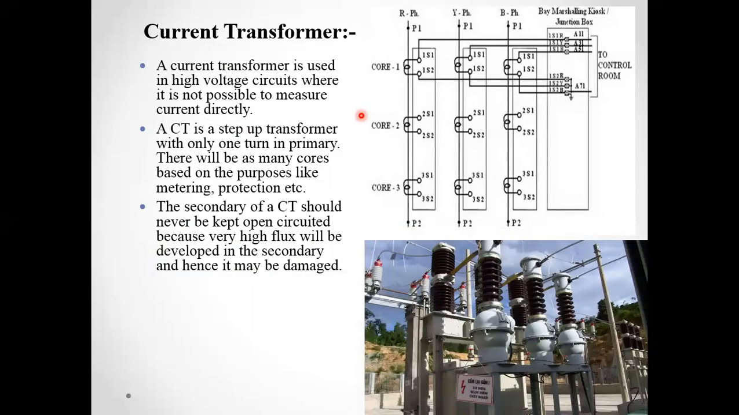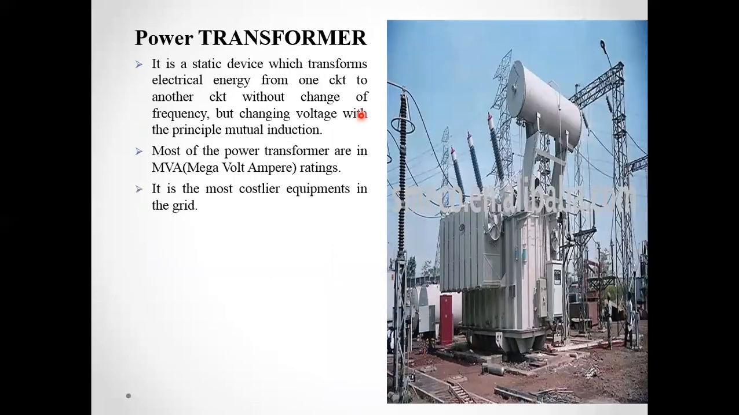Potential transformer is a stepping down transformer. Then comes the power transformer. Power transformer is the static device which transforms the electrical energy from one circuit to another without change of frequency, but changing voltage, with the principle of mutual induction.